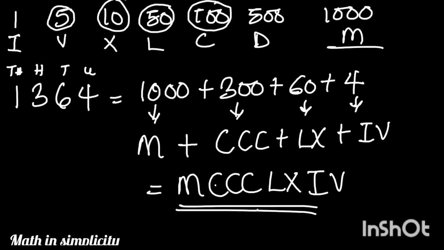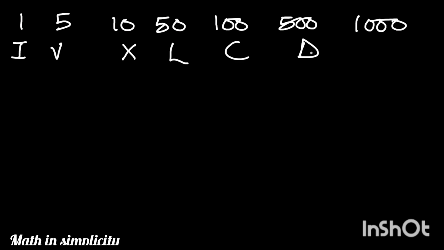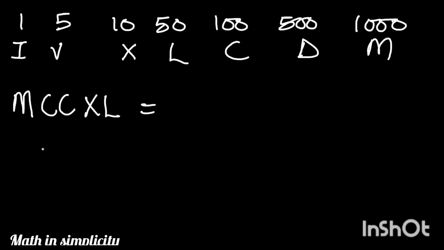So let's attempt converting from Roman numeral to normal numbers. So just for reference sake, let's rewrite our basic numbers one more time. So here we go. Another opportunity, you can join me. So this is I, V, X, L, C, D, and then M. So let's say we have M, C, C, X, L. So we want to convert this to a normal number. How do we do that?